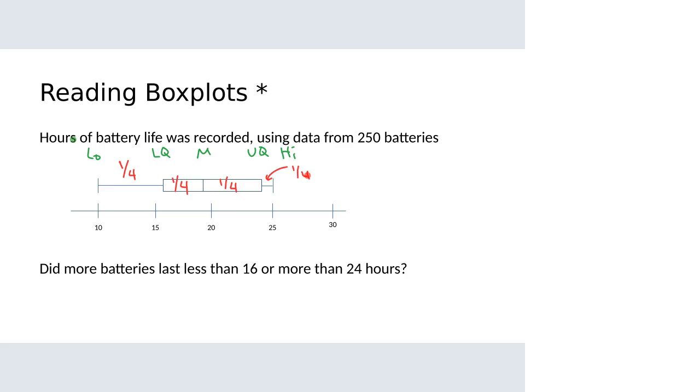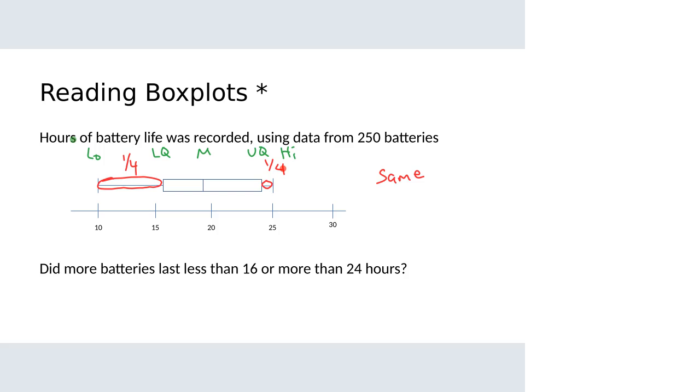Okay, so if 1/4 of the data is in each one of those, that means there's an equal number of data points in each one of those chunks, which means less than 16 hours right here has the exact same number of data points as more than 24 hours over here. Did more batteries last less than 16 or more than 24? They're the same, because 1/4 of the batteries are in there and 1/4 of the batteries are in there.